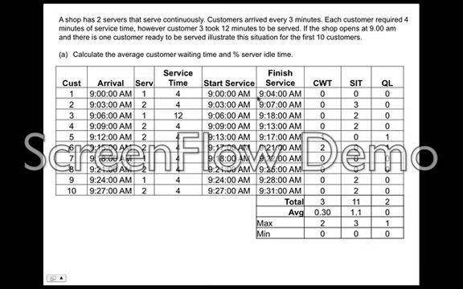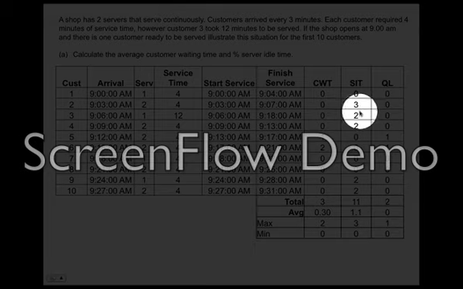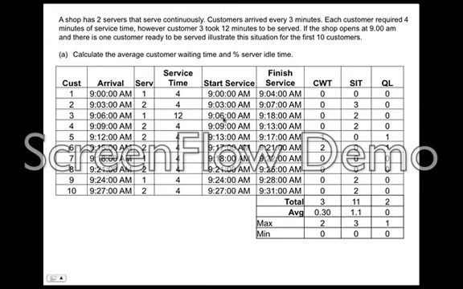Let's have a look at the server idle time. 9 o'clock, the door opened. This guy starts serving at 9 o'clock, so no server idle time. This one here starts serving at 9:03, so they have been waiting around for 3 minutes. Then we have a look at this one, 9:04. They don't start again until 9:06. 2-minute wait. Let's go to number 2. 9:07. They don't start till 9:09. That's a 2-minute wait. Then 9:13.